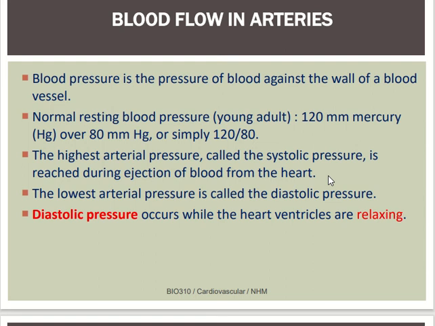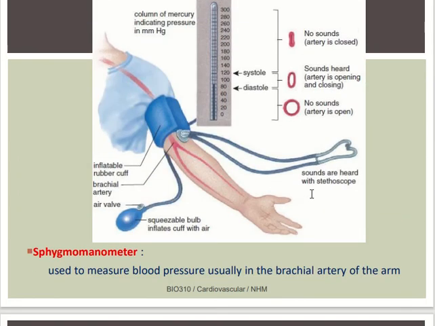So when we want to pump out the blood, the muscle of the heart must contract so that it's easy for it to push the blood out. And the lowest arterial pressure is called diastolic pressure, because during diastole the heart is in a relaxed condition, so that it can fill with blood. There is also a tool to check your blood pressure, which you always see in the clinic or in the hospital. We call it a sphygmomanometer. A sphygmomanometer is used to measure your blood pressure.